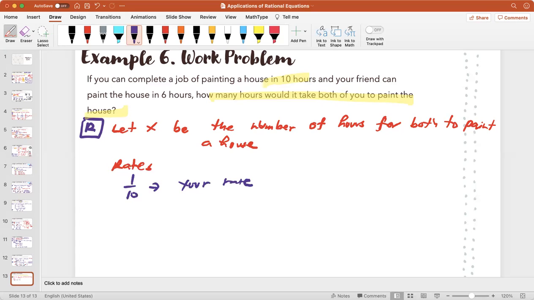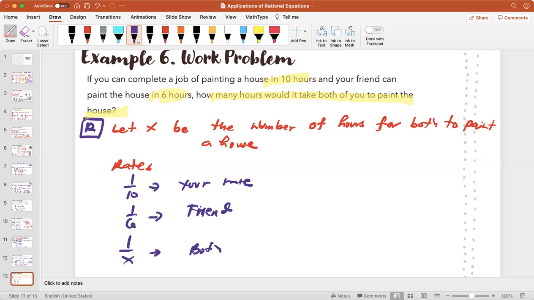How about your friend's rate? That's the time you can finish, but the rate is 1 over 6. So that would be 1 over 6. That's the rate of your friend. How about the rate of both of you? We do not know that, right? So that would be 1 over x. So that would be both.